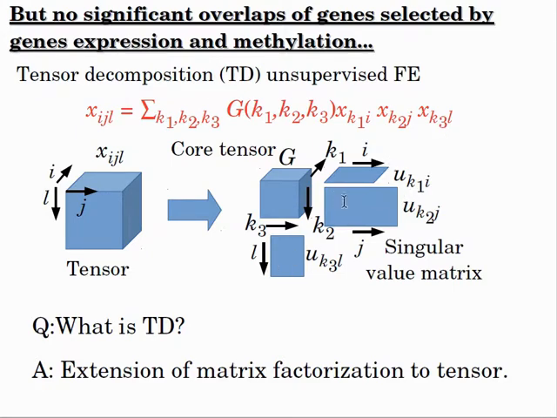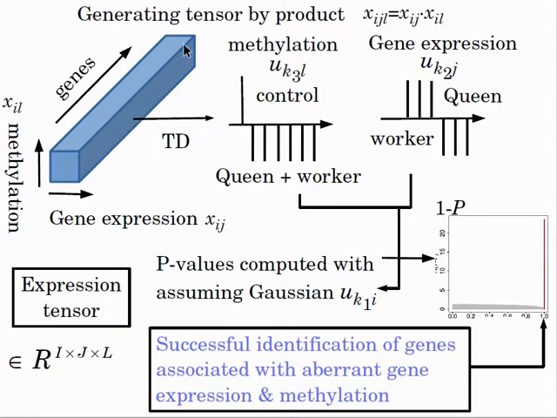And using these matrices, we can find genes which are distinctly expressed or mutated between classes. So the situation is like this. Here are the methylation and the gene expression, and the genes. This kind of tensor has been made using the mathematical product of the gene expression matrix and the methylation matrix. Then the tensor decomposition is applied.